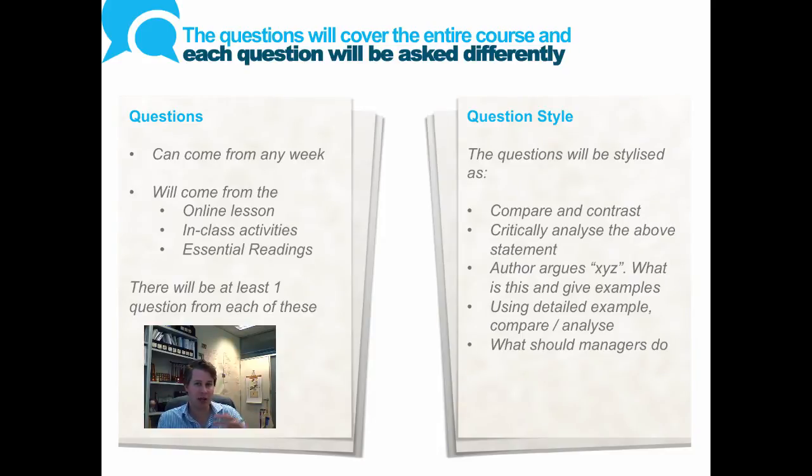So it'll be something like, DeGench has said that emotional intelligence is incredibly important. What is emotional intelligence? And give examples. Using detailed examples, compare or analyse. So using detailed examples, compare the different modes of communication. And finally, what should a manager do in this situation? So it could be, what does a manager do when they are coaching employees? Something like that. All the question styles are going to be the exact same as they are on the practice exam. The questions are going to be different, but how the questions are asked are going to be the same.